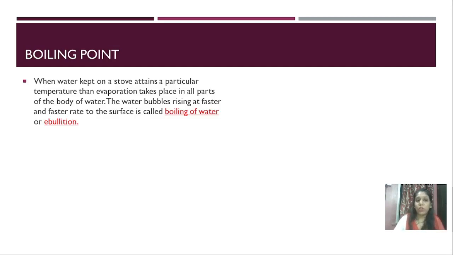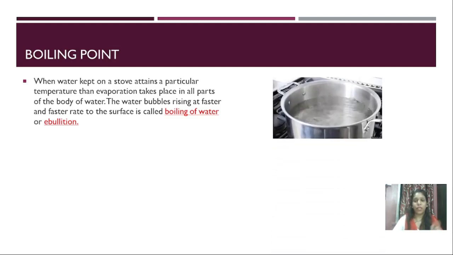When water kept on a stove attains a particular temperature, then evaporation takes place in all parts of the body of water. The water bubbles rising at a faster and faster rate to the surface is called boiling water or ebullition. If you see in the image, when the water is boiling, then there is evaporation taking place. You can see all this evaporation taking place.